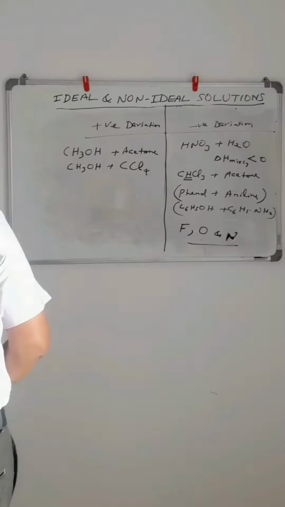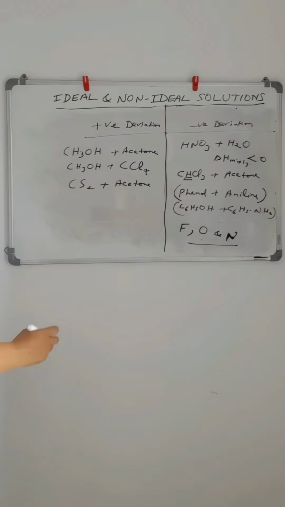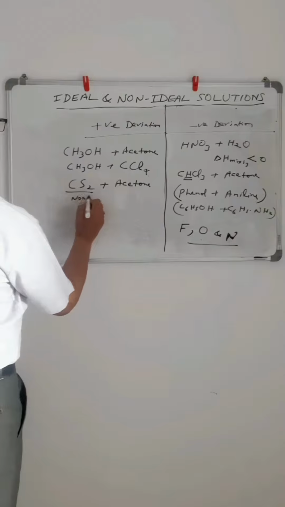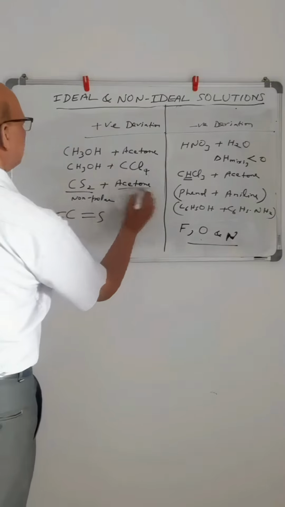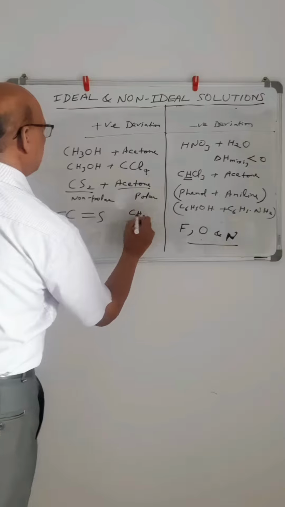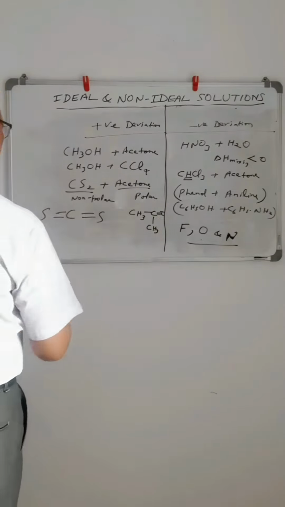Now let us take some more examples. Say I take the example of carbon disulfide plus acetone. It will show positive deviation. Why? Because CS2 is a non-polar molecule. CS2 is a linear molecule, so it is non-polar, and acetone is a polar molecule because it is like CH3, C=O, CH3. Because oxygen is more electronegative, it is a polar molecule. So we can take various examples like this.